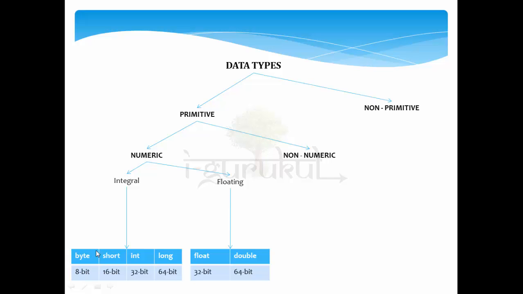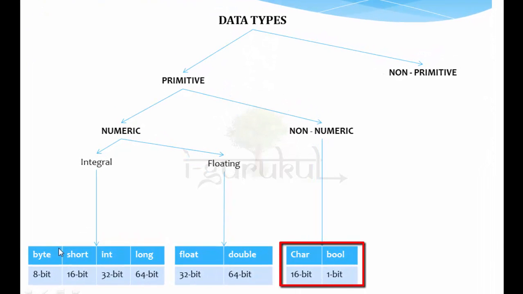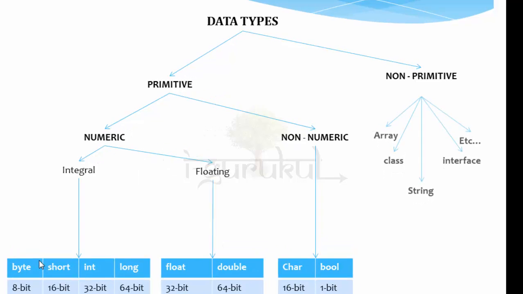Our other category is non-numeric. Non-numeric contains character and bool. Character means it contains a character value, that is A, B, C, D, a single character. And bool means boolean, that is, it may contain a 0 or a 1, that is a true or a false value. That's it.